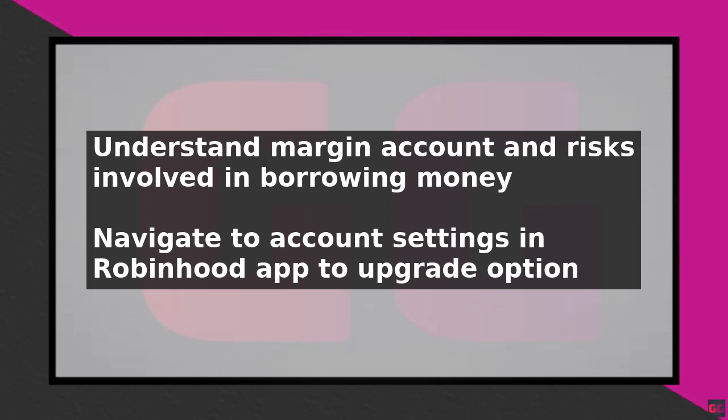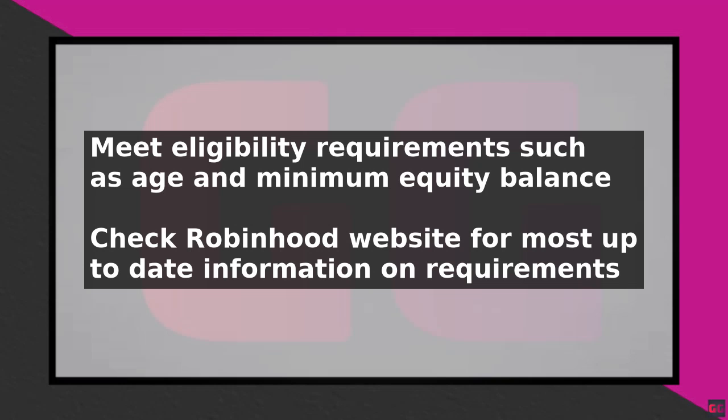Before upgrading, you will need to meet certain eligibility requirements, such as being at least 18 years old and having a minimum amount of equity in your account. The exact requirements may vary, so be sure to check the Robinhood website for the most up-to-date information.